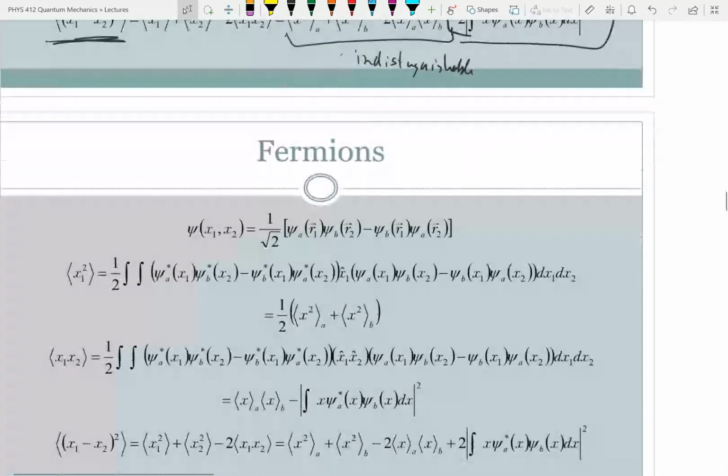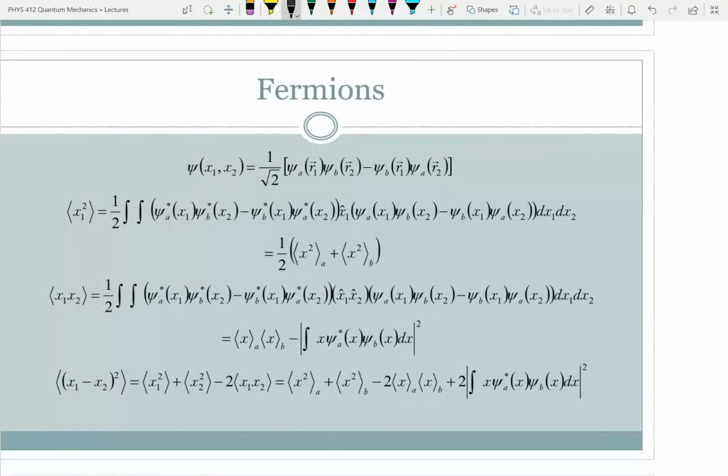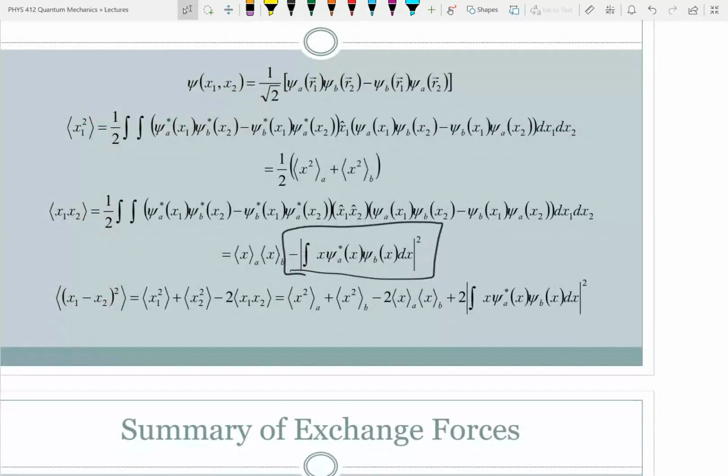So if I do the fermions, everything looks just about the same. The x1 squared expectation value is the same as it was before because it has the plus sign. And of course, the x2 squared expectation value will likewise be the same. But the x1, x2 is going to have minus for those two middle terms. And so if I do my expectation value for the separation squared now, this here again is the indistinguishable result. But now it's farther apart.